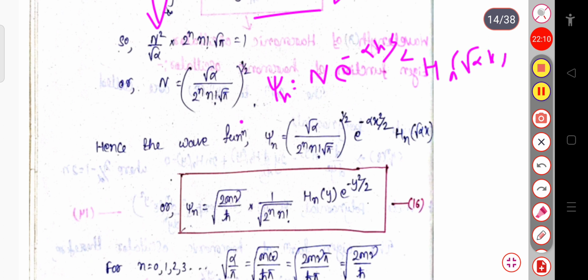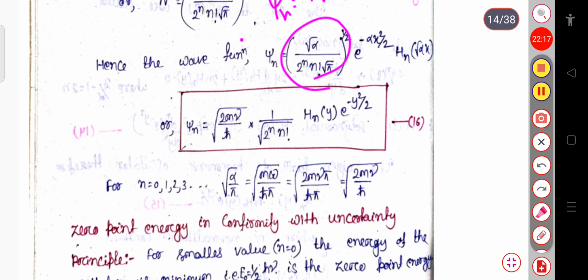So in place of N, the normalization constant, we have substituted this value, and again we can write more precisely, that is equal to (2mν/h cut)^(1/4) into 1 by root (2^n n!) Hn(y) exp(-y²/2). Okay, here we have substituted the value of alpha also. So for n equal to 0, 1, 2, 3 and so on, we can write the value of root alpha by pi equal to (mω/h cut pi) root, and if in place of omega I substitute the value 2 pi nu, we will get 2mν pi divided by h cut pi, and finally cancelling this pi we write 2mν divided by h cut. So this is the energy eigenfunction.